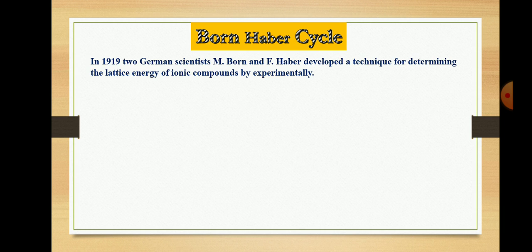In 1919, two German scientists, M. Born and F. Haber, developed a technique for determining the lattice energy of an ionic compound experimentally. Before this Born-Haber cycle, what we learned only explained the theoretical calculation of lattice energy. It is the first and a good attempt at determining the lattice energy of an ionic compound experimentally.